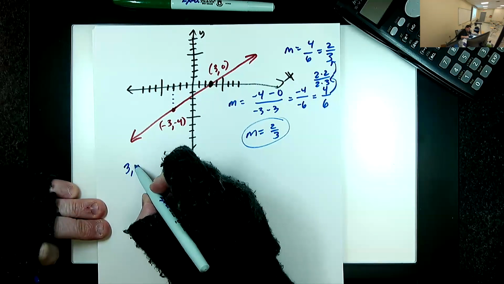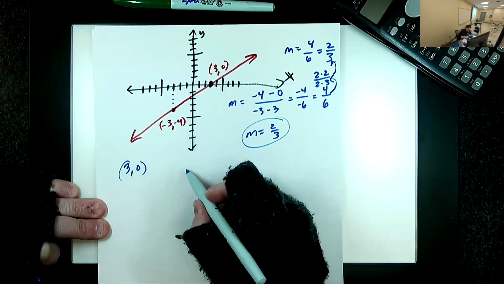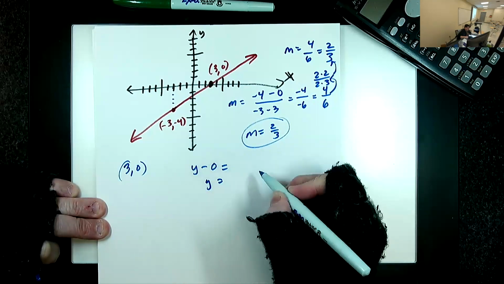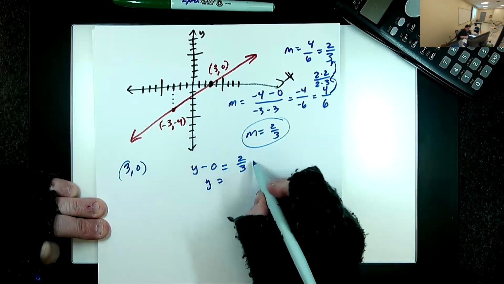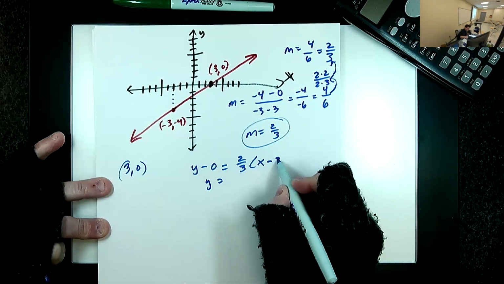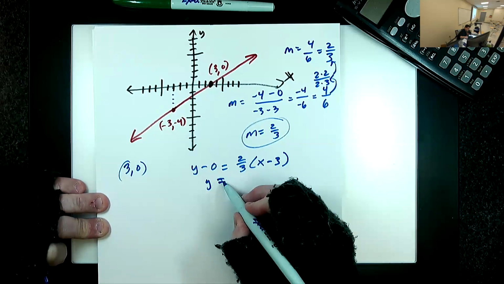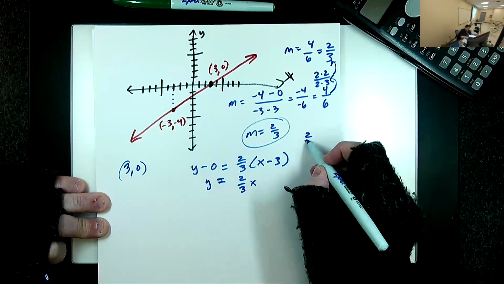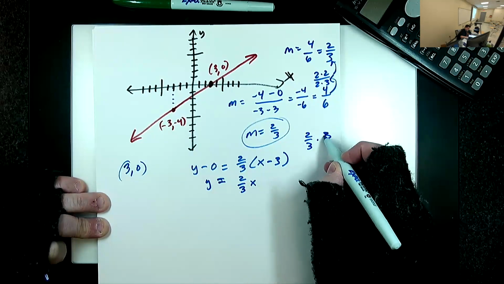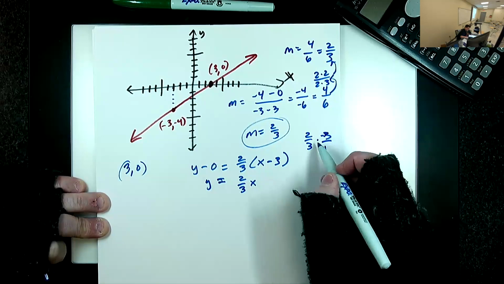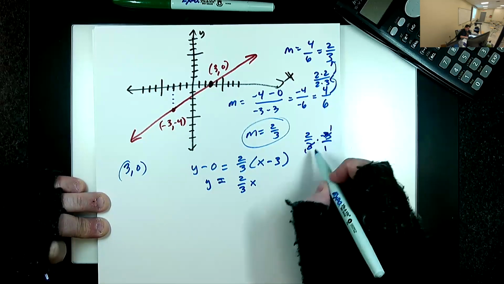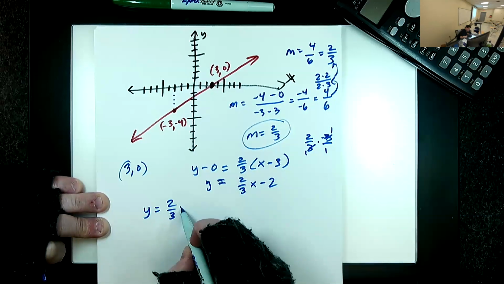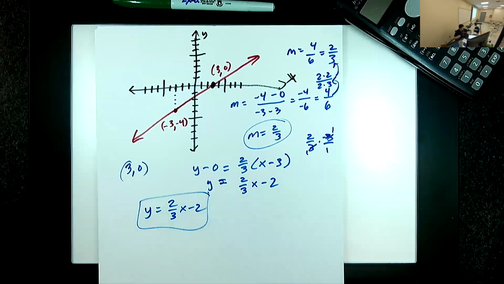So we'll use 3, 0. And I've got y minus 0, which is just y, is m, 2/3, times x minus x1, which is 3. So we distribute this. It should be 2/3 x, 2/3 times 3, -3. So put it over 3 over 1, 2 times -1 is -2. So y equals 2/3 x minus 2.